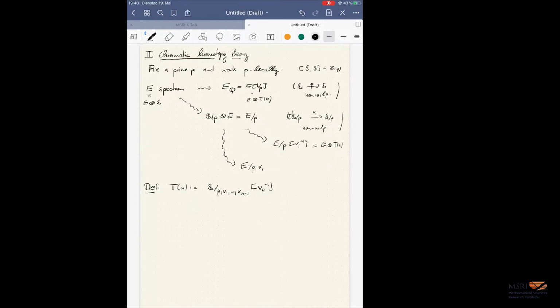And instead of rational equivalences, we are now interested in Tn equivalences, i.e. maps, say E to F, such that E tensor Tn to F tensor Tn is an equivalence.